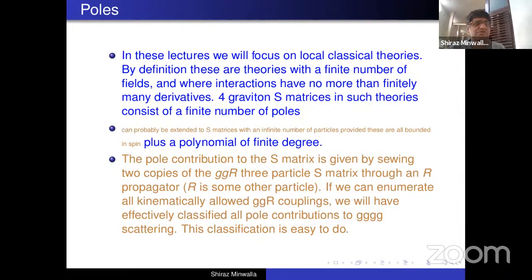So always true, the 3-point functions, 3 particle scattering amplitudes are a sum of a finite number of structures. Okay, so if we could just get complete control over the 3 particle scattering amplitudes, well, all particles, we already have that. So get complete control over the 3 particle scattering amplitudes, we've effectively completely classified the pole type scattering amplitudes.